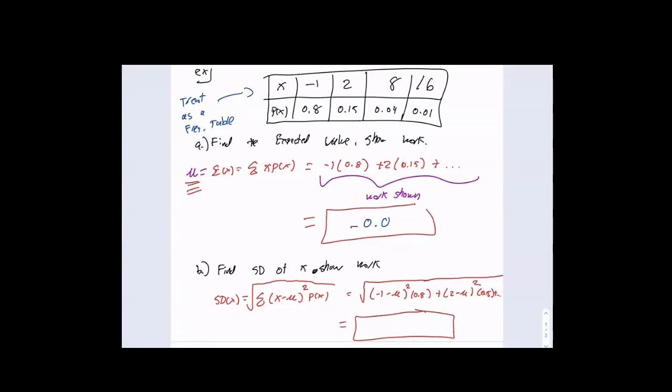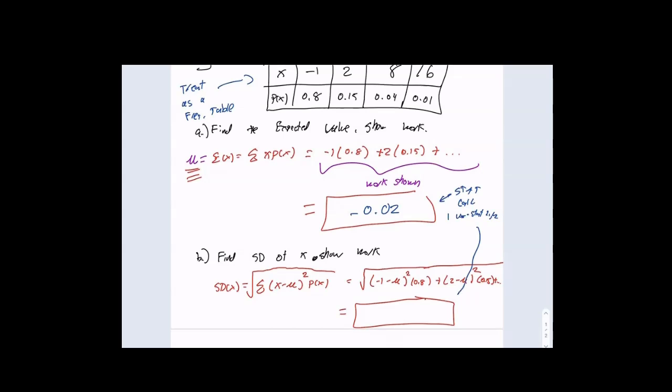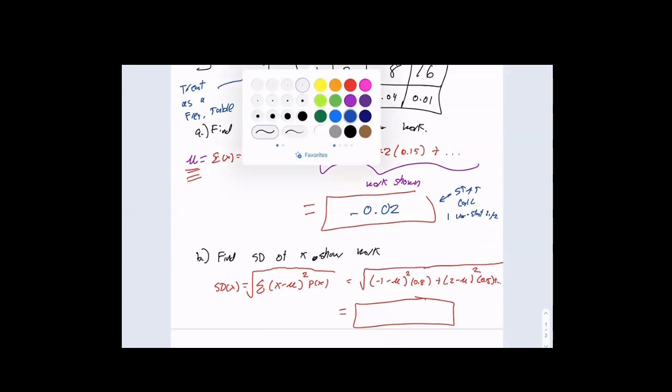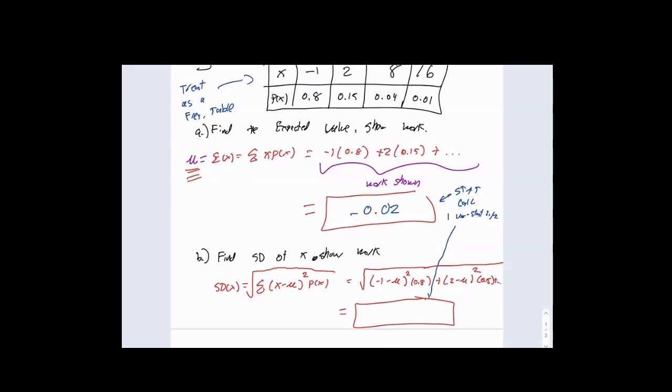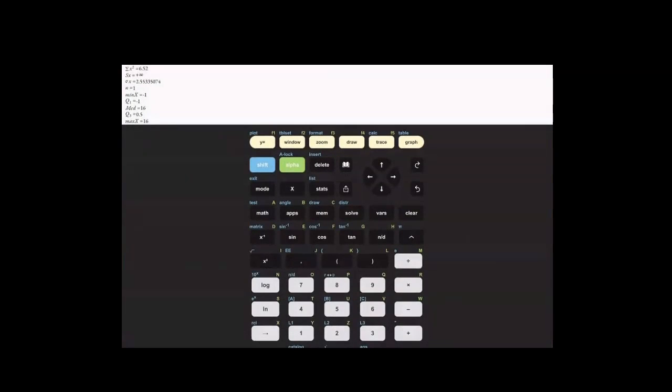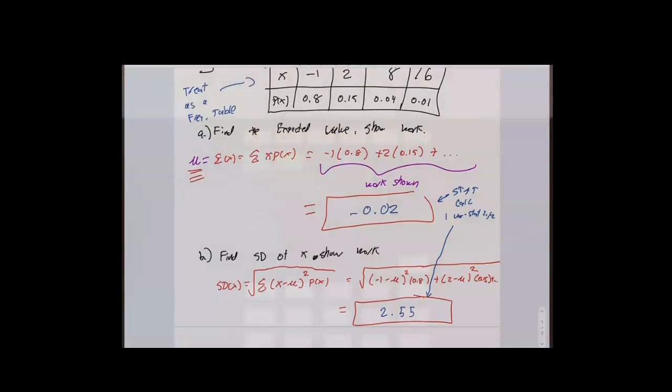Negative 0.02. I just got this from stat, calc, 1-Var Stats, L1, comma L2. And I also get this answer right down there, and it was 2.55. Right there, 2.55. And that's it. That is it.